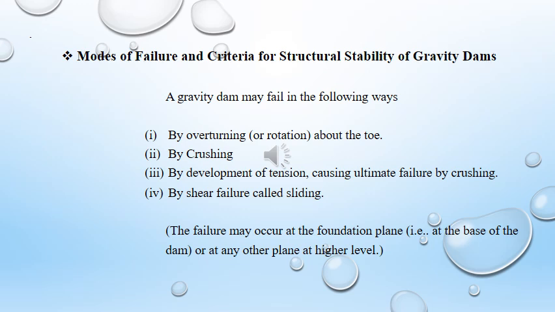The criteria for the structural stability of a gravity dam. So, this is the mode of failure. A gravity dam may fail in the following ways: by overturning about the toe, by crushing, by development of tension causing ultimate failure by crushing, by shear failure called sliding. The failure may occur at the foundation plane, that is at the base of the dam, or at any other plane at a higher level.